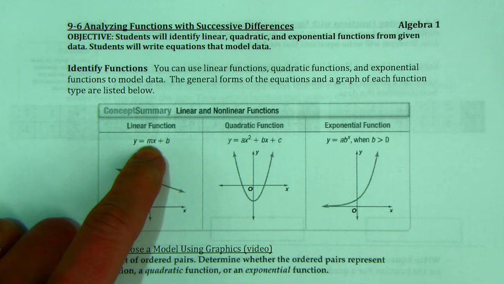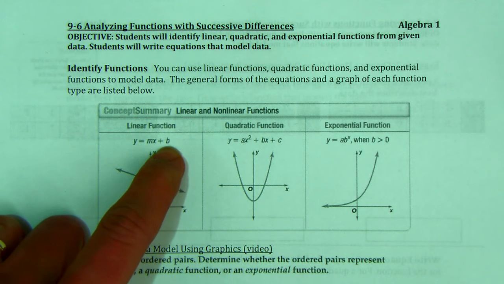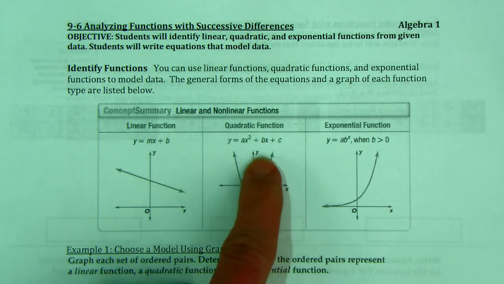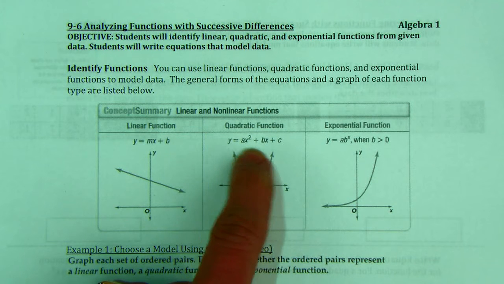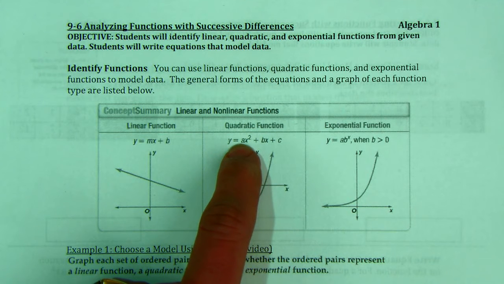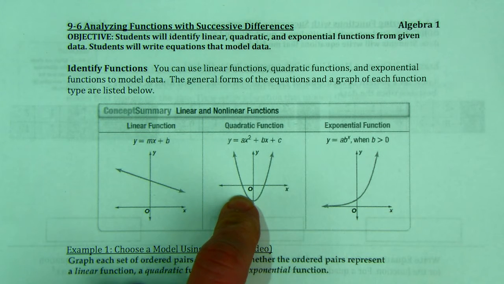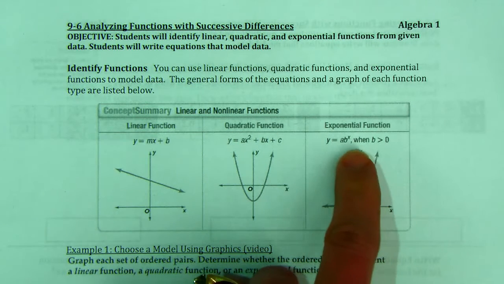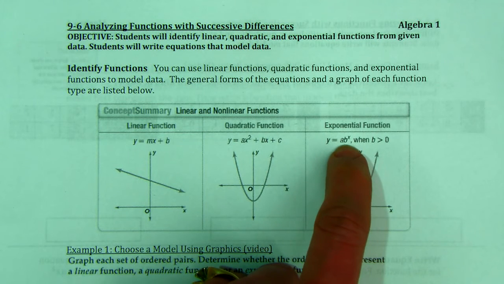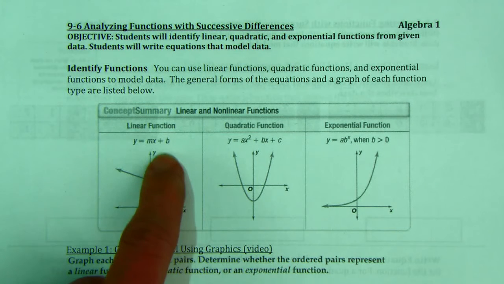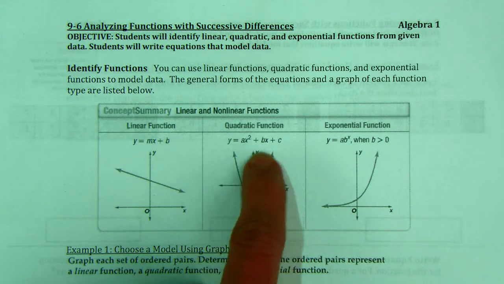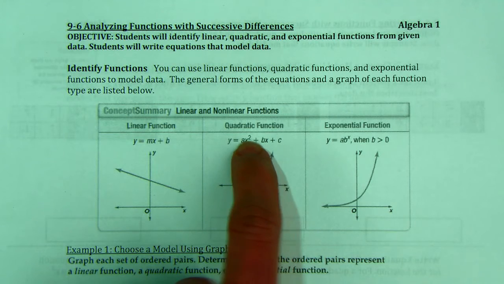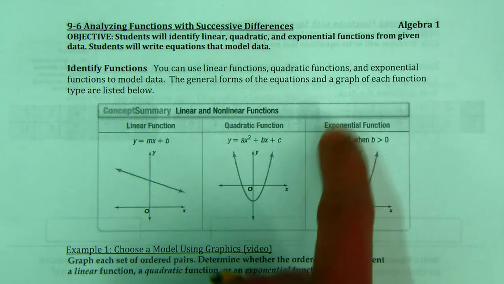The parabolas, here's our function. Remember, a tells us if it's going to open upwards or downwards, and so on and so forth. And then the last one, the exponential: remember, x becomes our exponent. In a linear, x is to the first power. In a quadratic, we have x to the second power, and in an exponential, x is the power. All right, so we're going to talk about how we decipher one from the other.